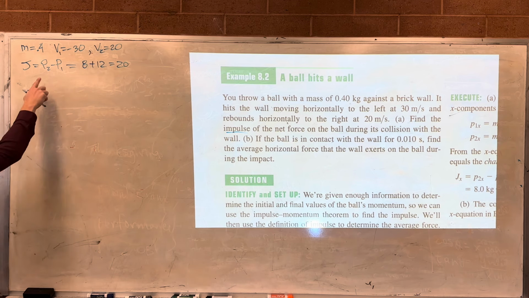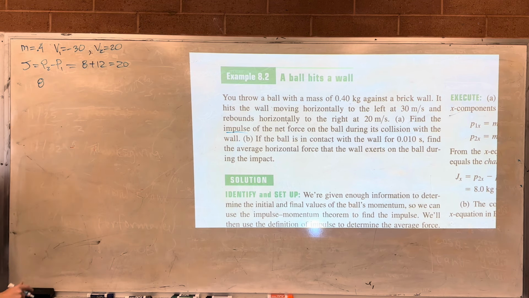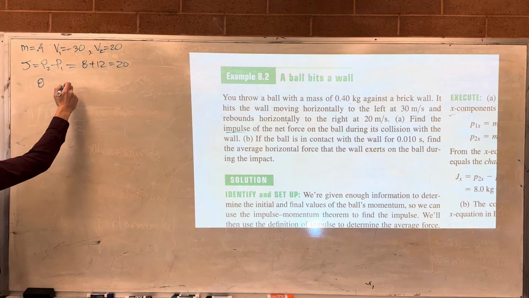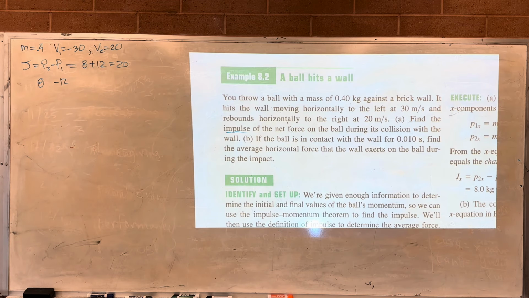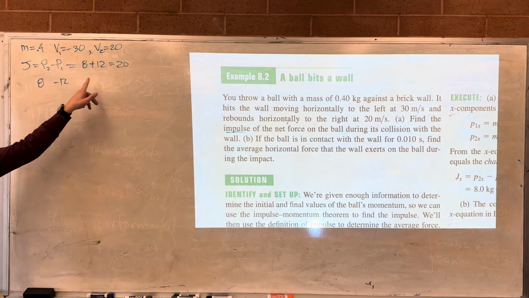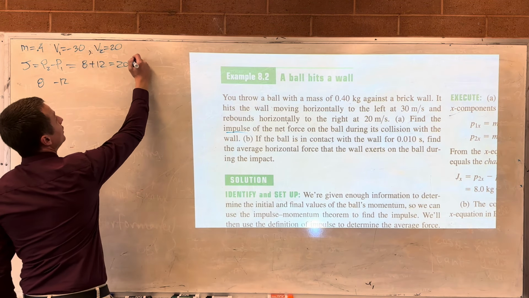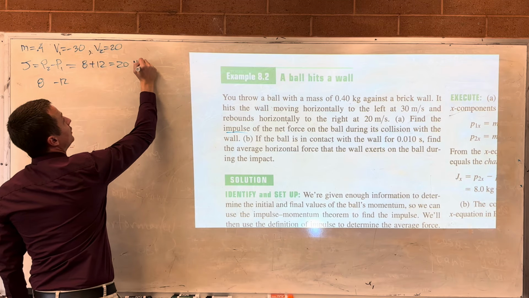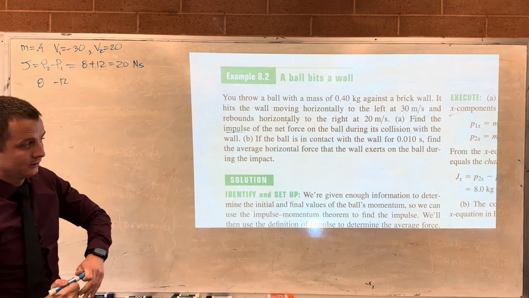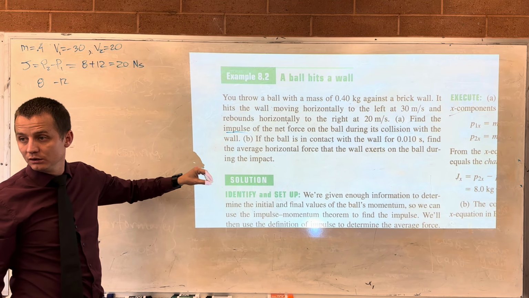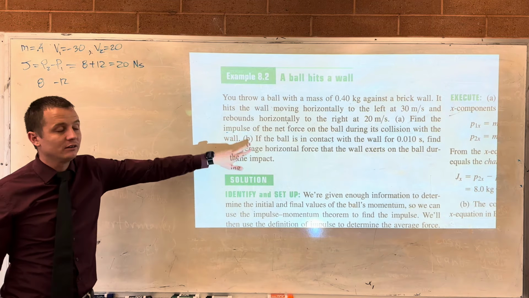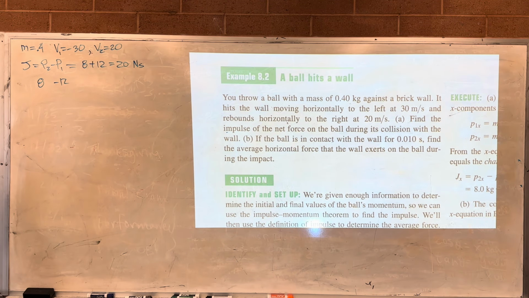So our momentum ended at 8 Newton seconds. Our momentum started out at negative 12 Newton seconds. You just times 0.4 by those two. And so our change in momentum was 20 Newton seconds. Make sense? Because remember, momentum is a vector. It matters which way you're going.